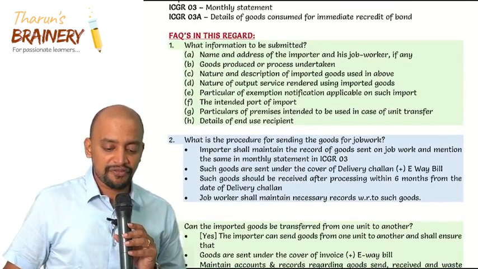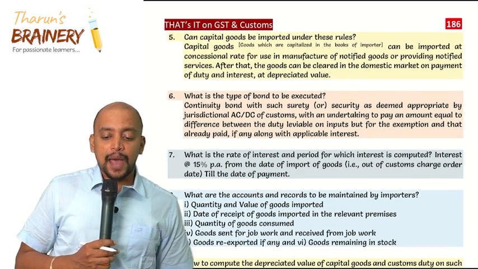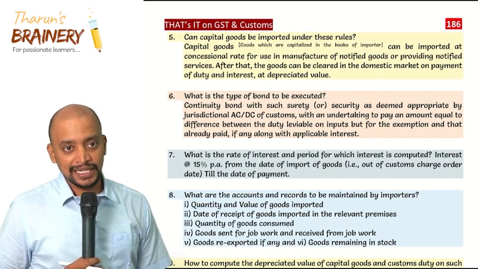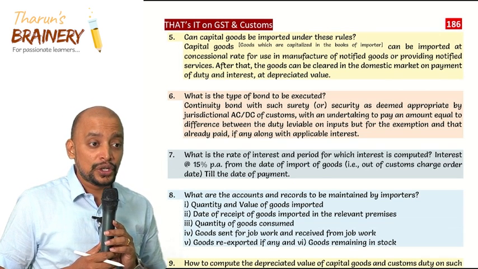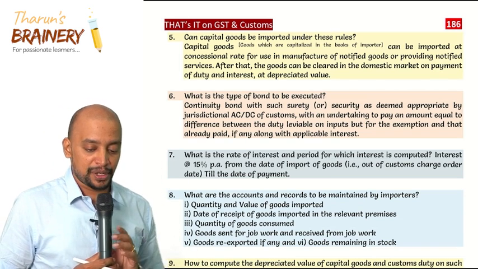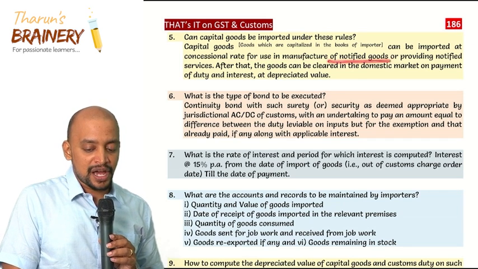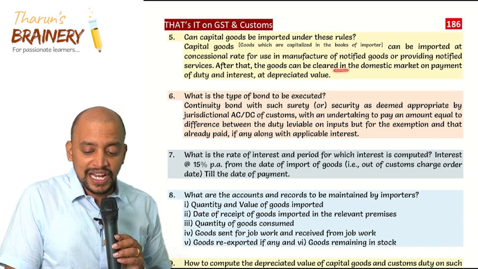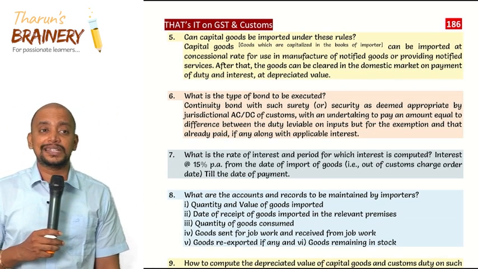So up to this, FAQ 1 to 4 is not important for the exam, but the 5th one is: can the capital goods be imported under these rules? Yes, capital goods can also be imported, but that 6 months restriction is there, that within 6 months they should use it, otherwise they should either export it or sell. That is not applicable for capital goods. So capital goods can be imported at concessional rate for use in manufacture of notified goods or providing notified service. After that, the goods can be cleared in the domestic market on payment of duty and interest at depreciated value.